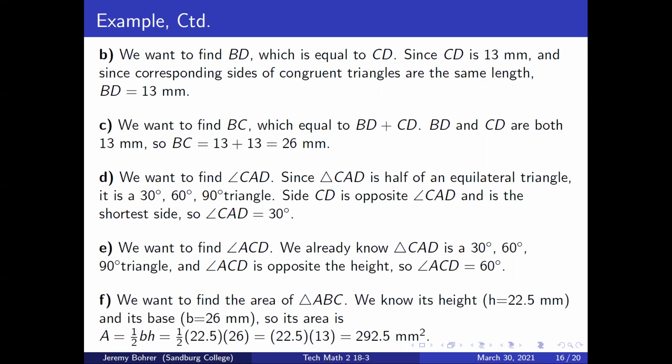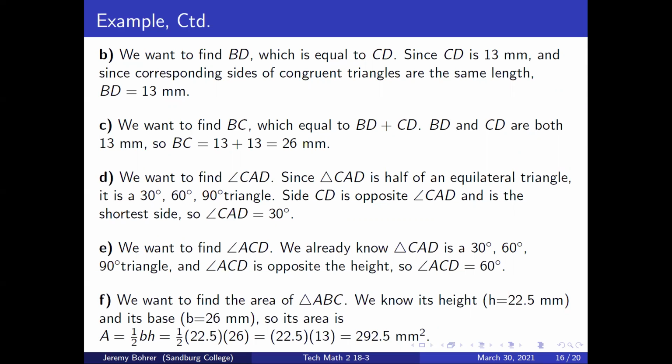We want to find angle CAD. Since triangle CAD is half of an equilateral triangle, it is a 30, 60, 90 degree triangle. Since CD is opposite angle CAD and is the shortest side, angle CAD is 30 degrees. We want to find angle ACD. We already know that angle CAD is 30 degrees in a 30, 60, 90 triangle, and angle ACD is opposite the height. So angle ACD is 60 degrees.